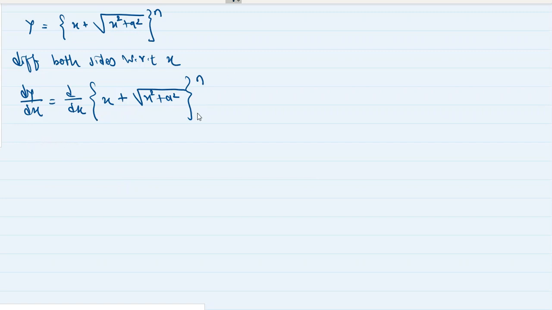Yeah, this one will be written as it is. With this I'm going to multiply. See, the inside stuff will be left as it is. With this I'm going to multiply d by dx of x plus d by dx of under root of x square plus a square.